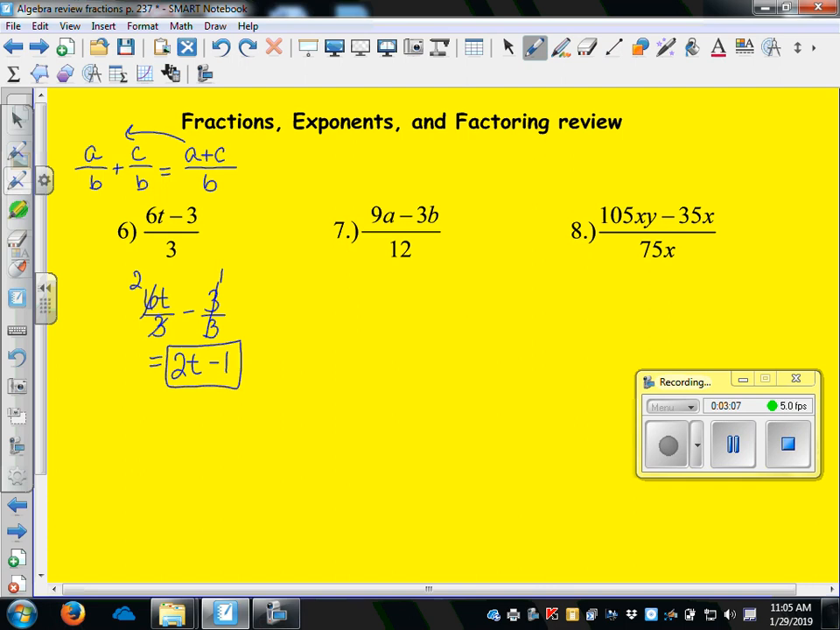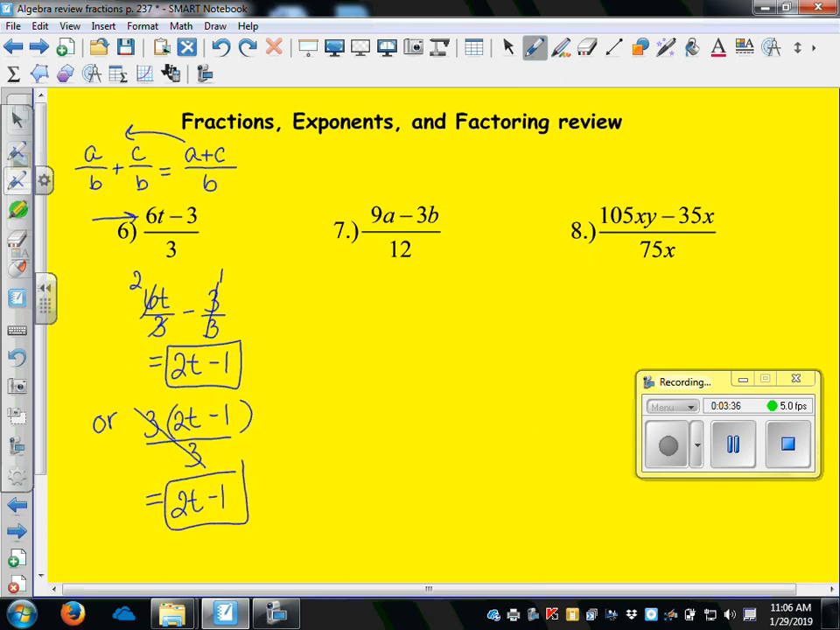That's one method. Another method that you can use is factoring. In my numerator, 6t minus 3, the greatest common factor is a 3. I can rewrite that outside of parentheses. If I take 6t divided by 3, I'm left with 2t, and minus 3 divided by 3 is a minus 1 over the 3 that was in the original, and the 3's would cancel. So you have 2t minus 1. So that's your second method.